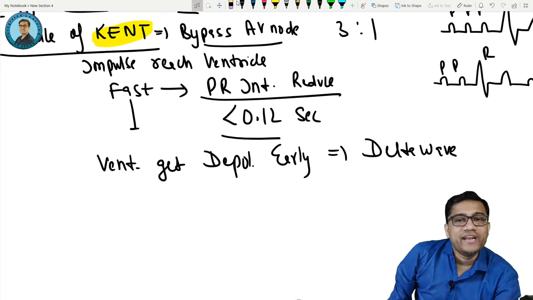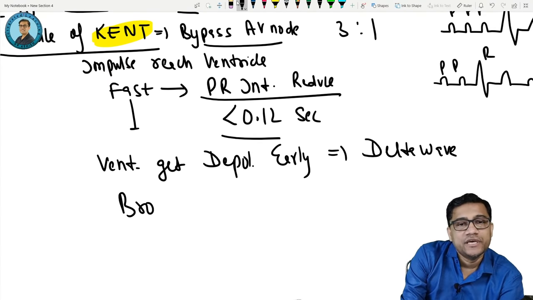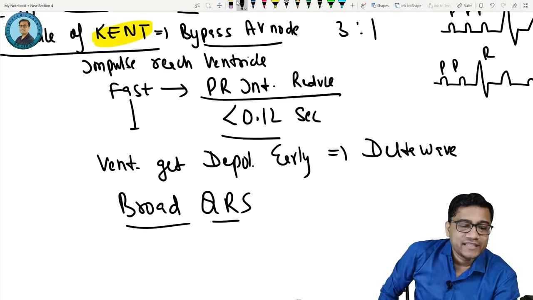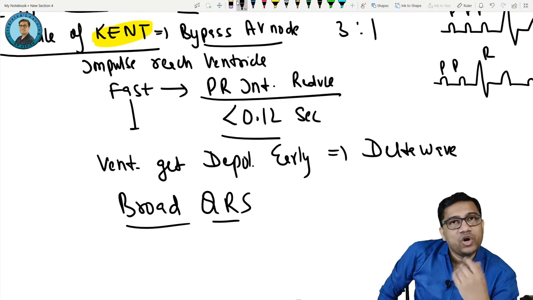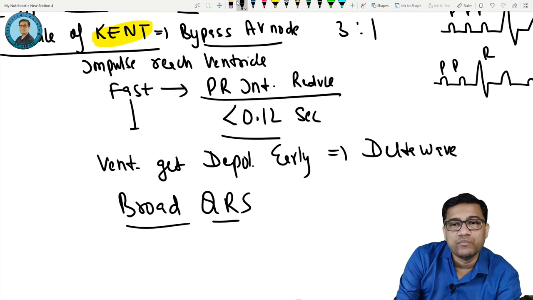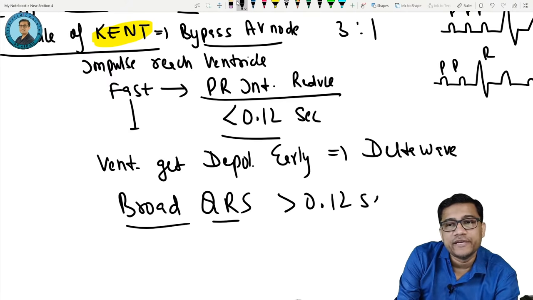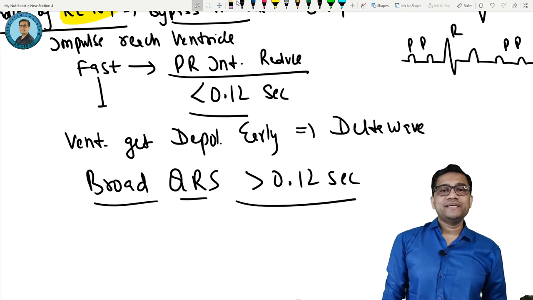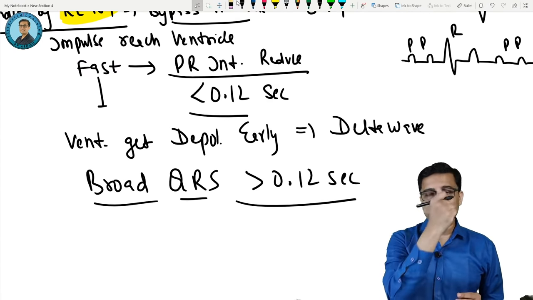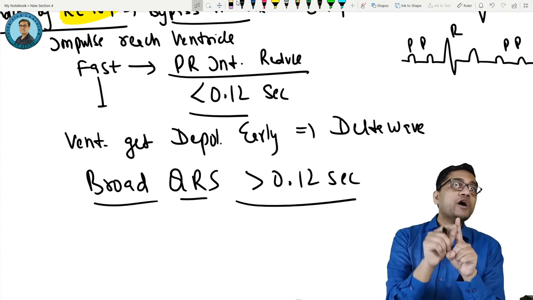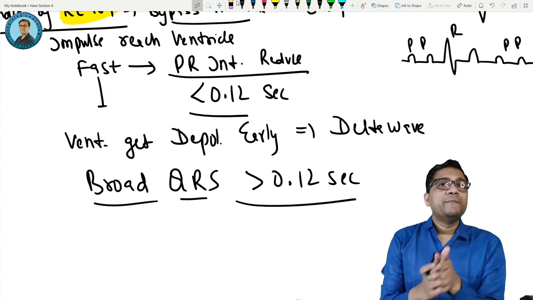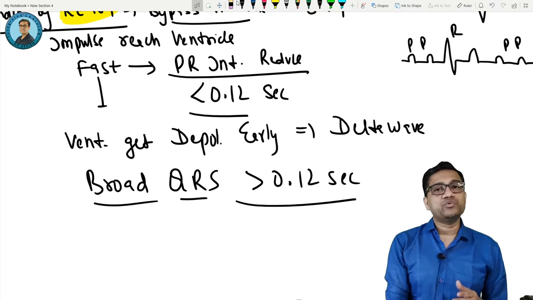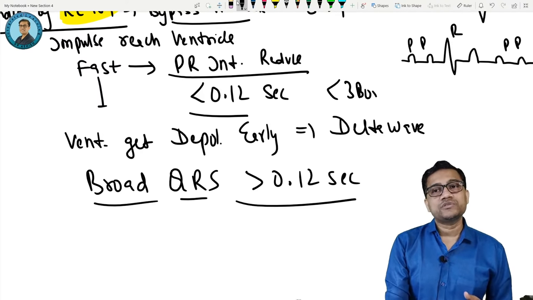And finally, there is a broad QRS, because when the normal impulse comes, what will it see? It will see that the ventricles have already been depolarized. So that is causing a broad QRS, more than 0.12 second. So, what are the three criteria of WPW? One is the ventricles are depolarized fast. Therefore, PR shrinks. In block, PR increases. Once again, AV block, PR increases. WPW, PR will decrease, and it becomes less than 0.2. Less than three boxes.